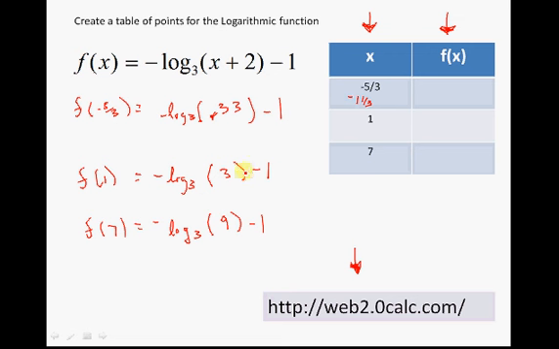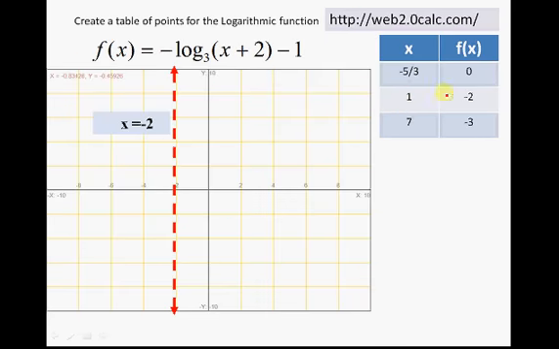But what happens is when we evaluate this function at these points, we come up with f of x equals 0 when x equals -5/3, f of x equals -2 when x equals 1, and when x equals 7, f of x equals -3. So we know that our asymptotic line is x equals -2, and that is labeled here. So we know that the function is not going to go beyond that point, right?